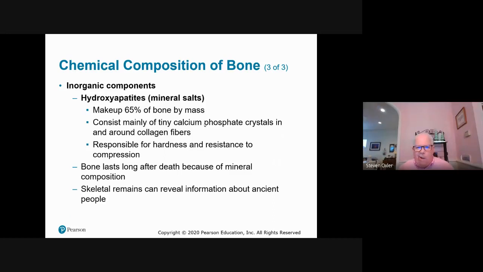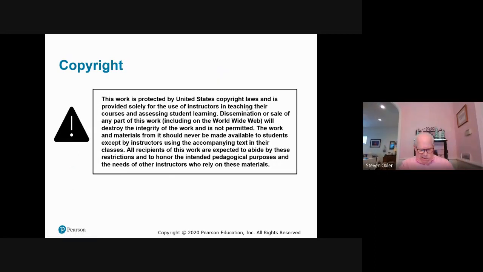This is why your bone lasts longer than you do, because of the mineral composition. We can unearth bones from early man that have outlived, obviously, man because of calcium phosphate. And these mineral salts are called hydroxyapatites. So that's what we're talking about. Okay? Any questions on that?